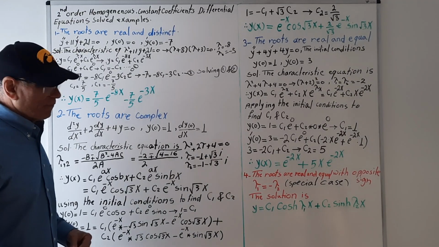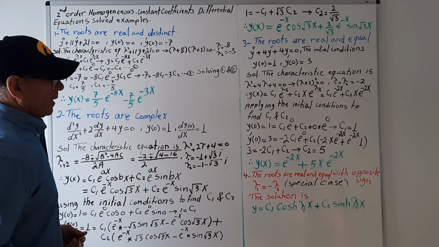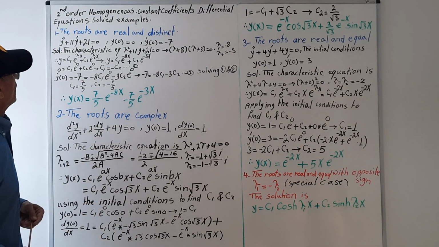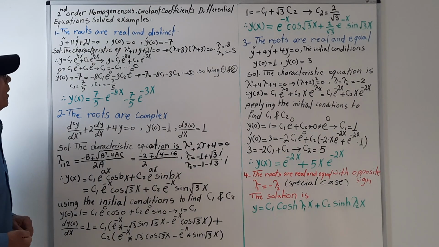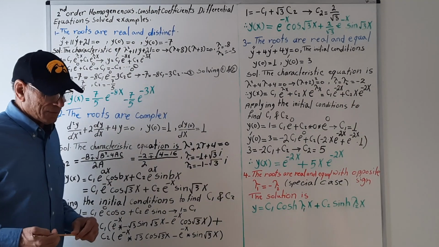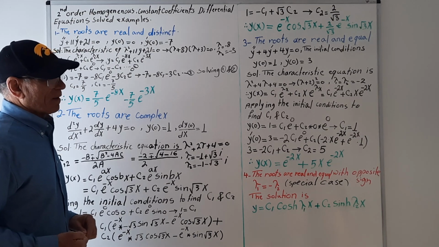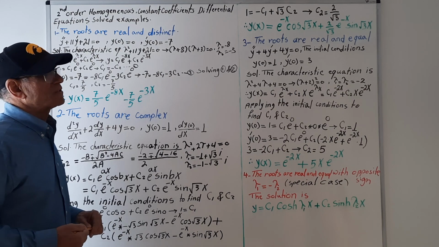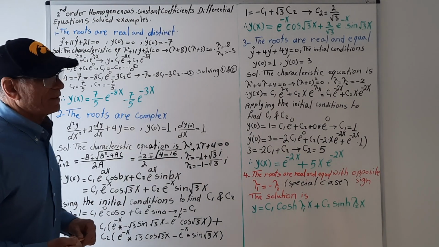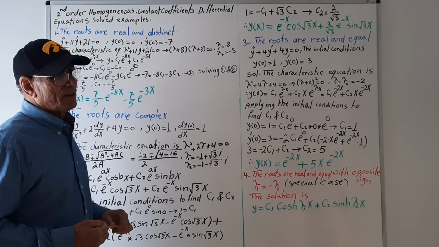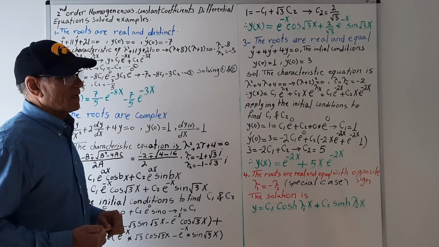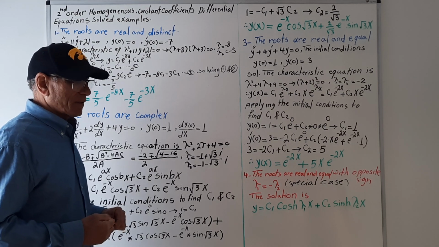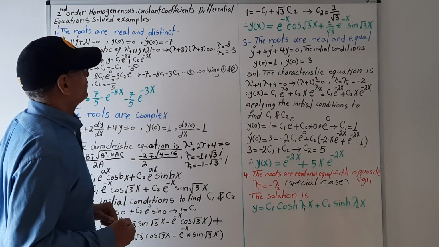Today we will have 3 examples about different roots of the characteristic equations. The first case, when the roots are real and distinct. They are different, but they are real numbers. The second case, when the roots are complex conjugate. And the third case, when the roots are real and equal. And we have a special case about this one, when lambda 1 equals minus lambda 2. They are equal but opposite in sign.